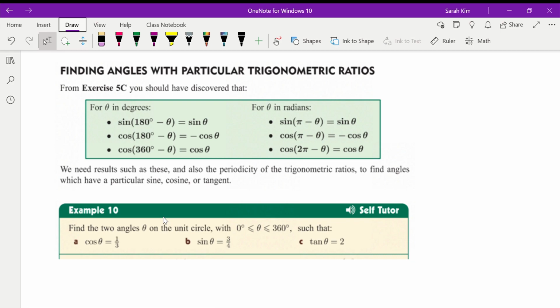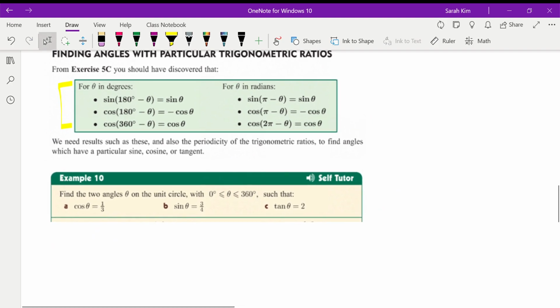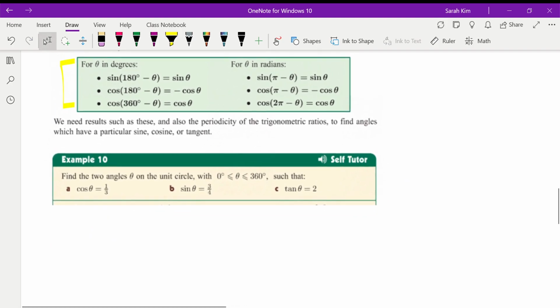Let's give this next section a go. So, finding angles with particular trigonometric ratios. We have these little ratios and rules that we learnt from exercise 5C, which we can use. I'll show you how to do each question without them as well. You should know the periodicity and whereabouts cos can have answers, or sine or tan, etc. So let's do example 10.